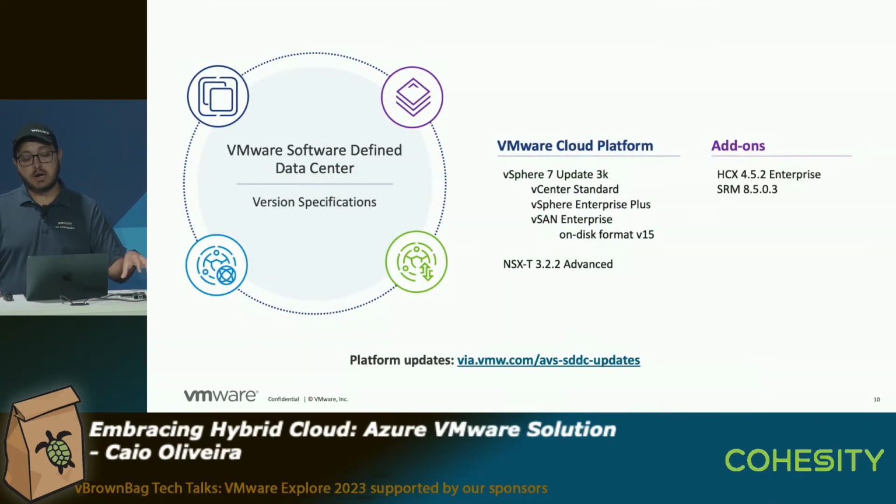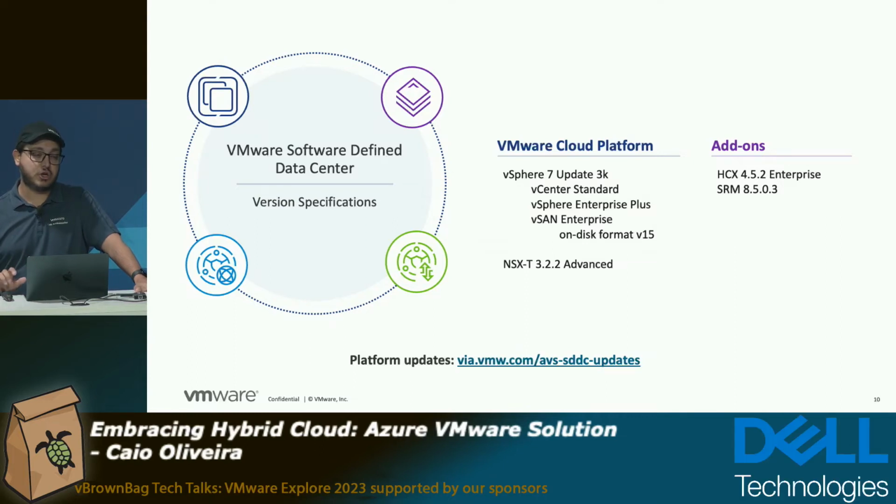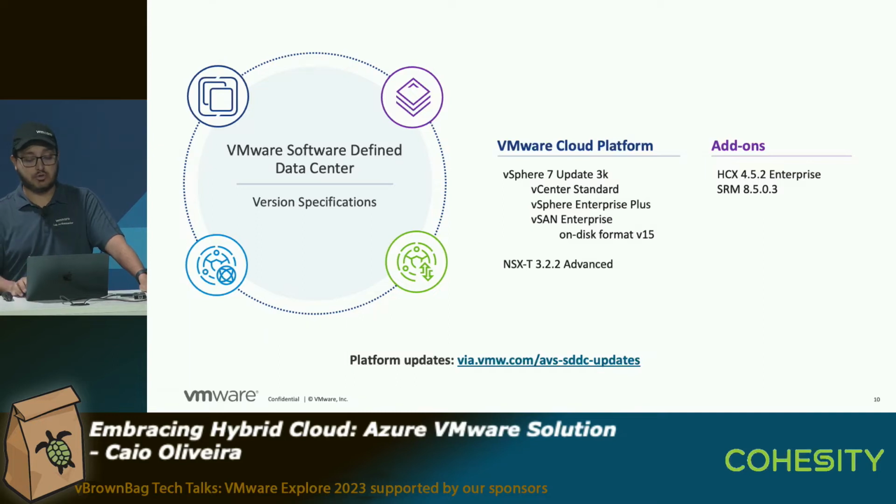Those are the current products and their licenses. So for AVS, we have vSphere 7 Update 3, right? vCenter is Standard, vSphere Enterprise Plus, and vSAN Enterprise. For NSX, we run on AVS currently NSX 3.2.2 Advanced, and you have as an add-on included the HCX Enterprise, and you can have as well as an add-on the SRM 8.5.3, right?